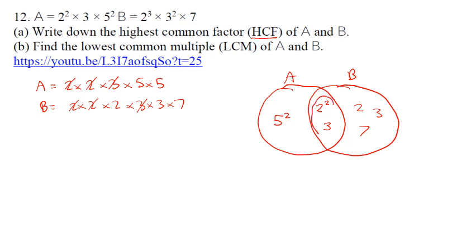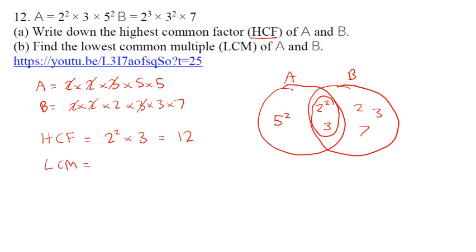Now when I want to find the highest common factor, I simply look at these numbers in the middle, so where they cross over, so the prime factors that they share. So the highest common factor would be equal to 2 squared times 3, which you can work out is equal to 12.